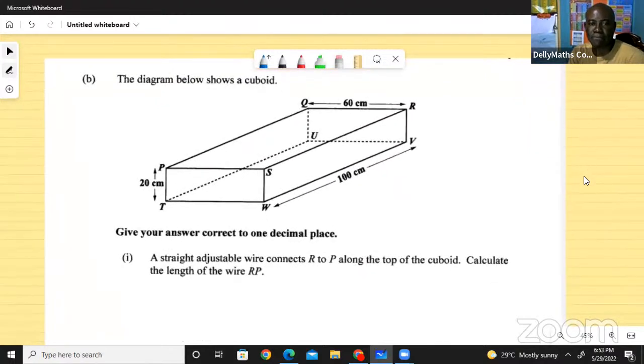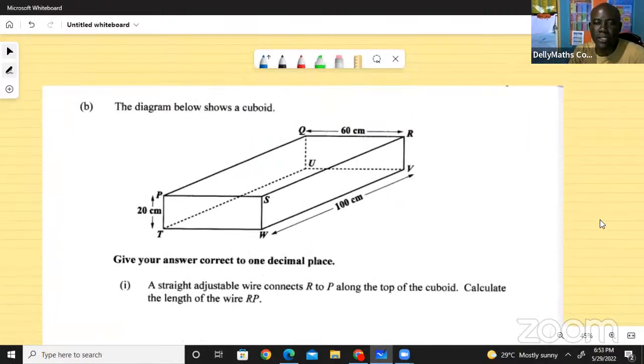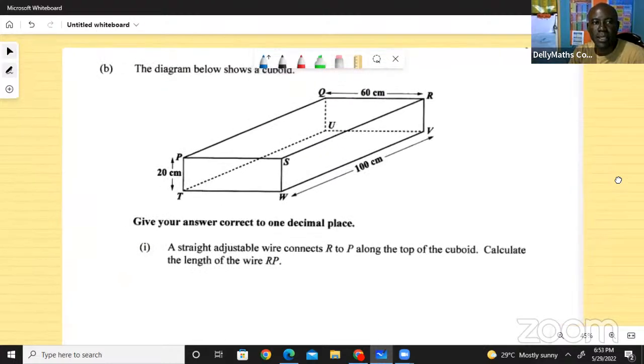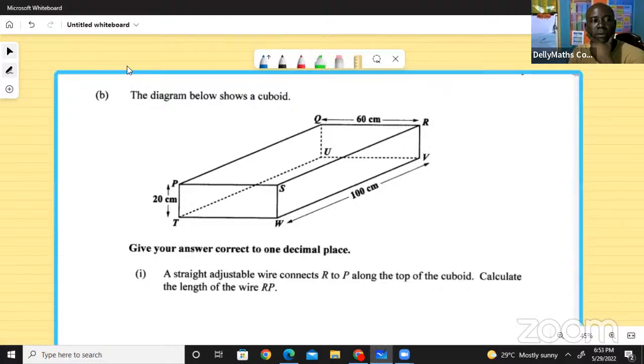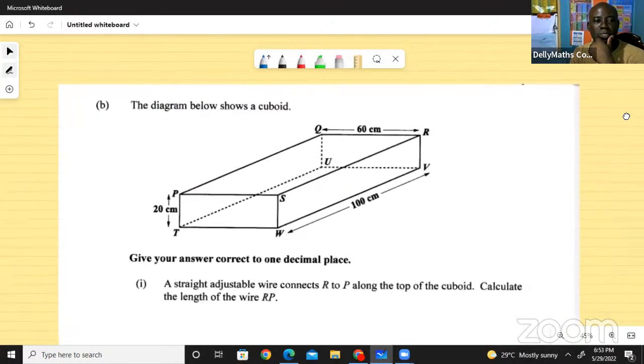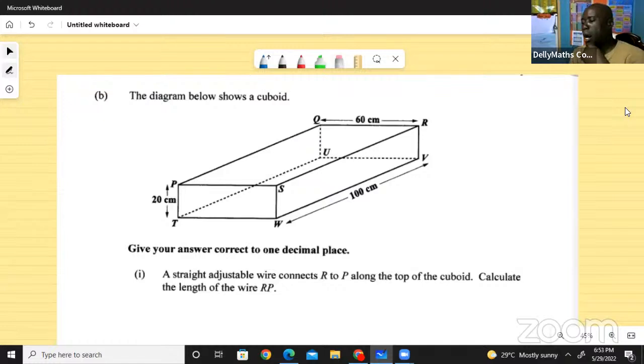Measurement question. This is a measurement question and it reads: the diagram below shows a cuboid. A cuboid is like a cell phone looking thing, like a duster, an eraser, like a door. That's the shape of a cuboid, right?